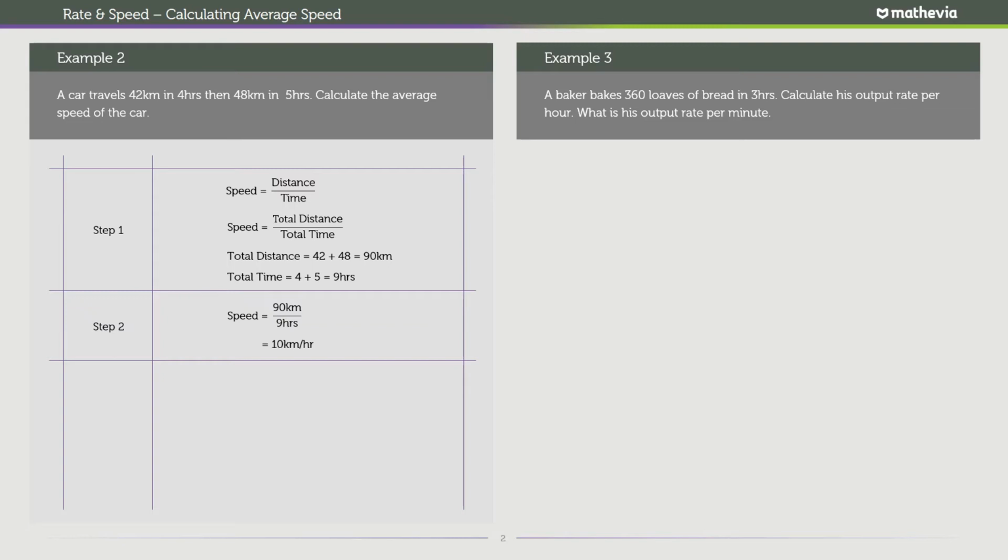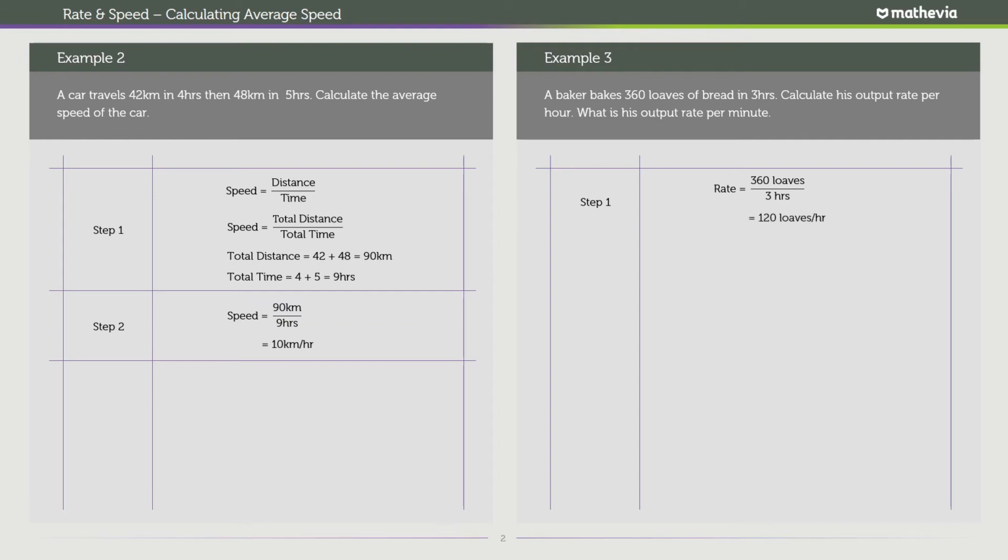So we have 180 loaves of bread in 3 hours. And his speed, basically, or his rate, would be 360 divided, oh, we have 360 loaves, not 180. We have 360 divided by 3, and what we have is 120 loaves per hour.